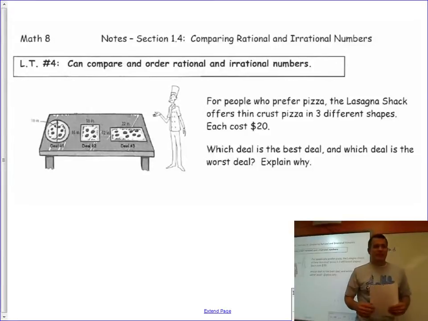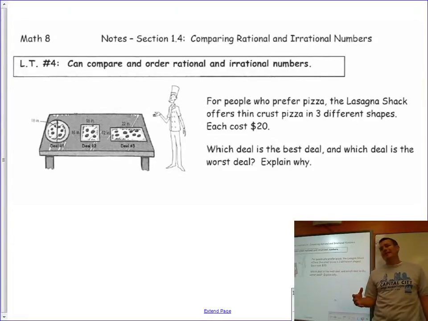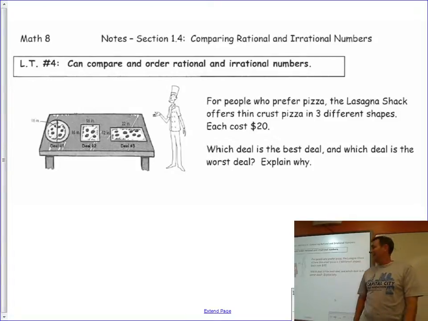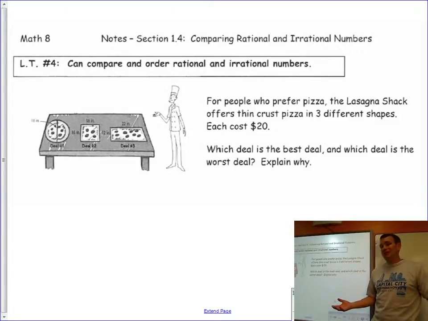Hey guys, today we're doing section 1.4. Section 1.4 deals with comparing rational and irrational numbers with each other. I have this little example we're going to start with.